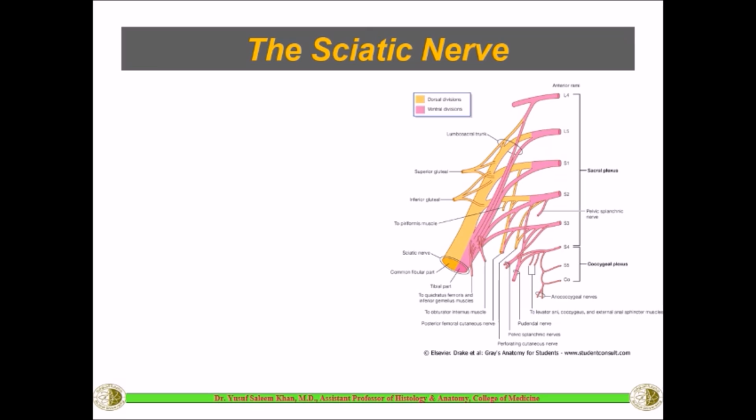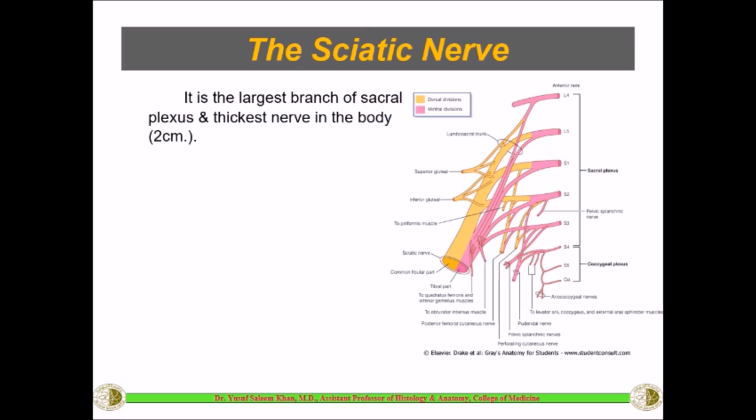Now let's discuss the sciatic nerve. As we have seen, this is the largest branch of the sacral plexus, and this is the nerve which will be supplying the posterior compartment of the thigh, that is the hamstring compartment. And this is the thickest nerve in the body, almost 2 centimeters in thickness. As soon as you see this nerve in the gluteal region as well as in the back of the thigh, just because of the thickness you can easily identify this sciatic nerve. Such a thick nerve is this nerve. This is the thickest nerve in the body itself.